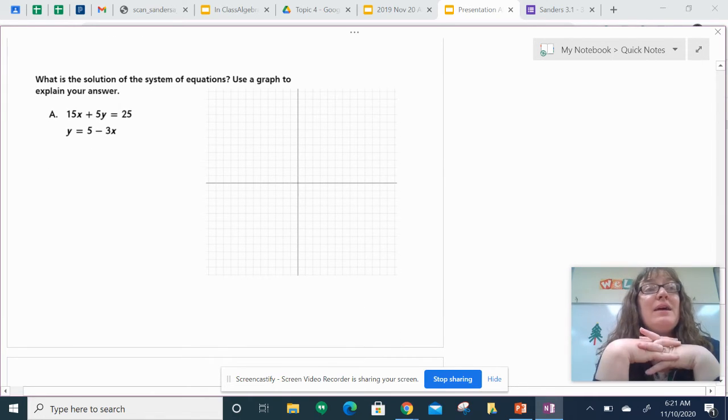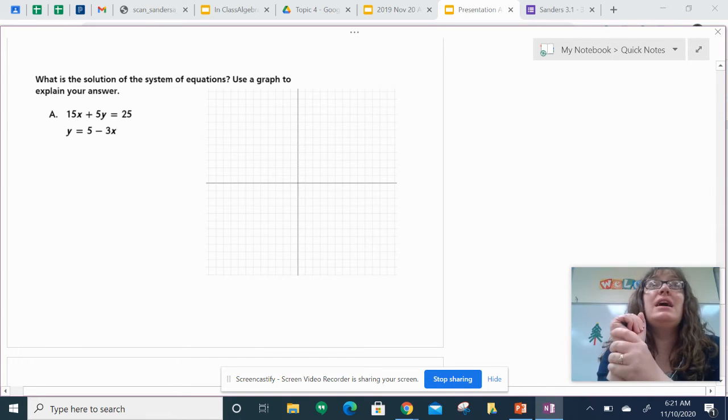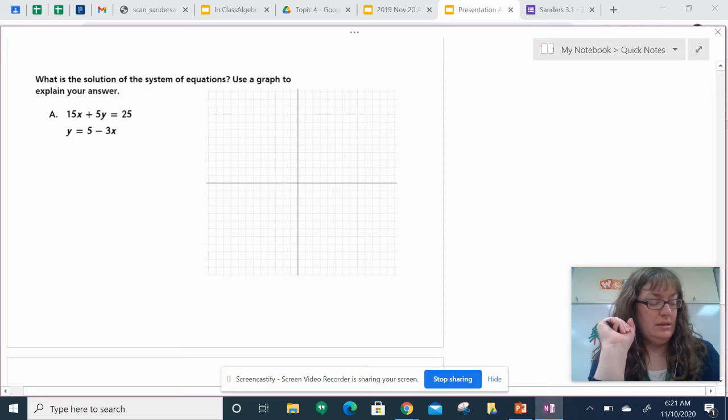All right, so now we come to the next one. This one says, what is the solution to the system of equations? And use a graph to explain your answer.